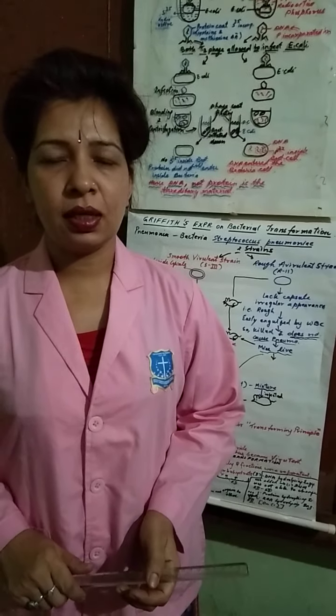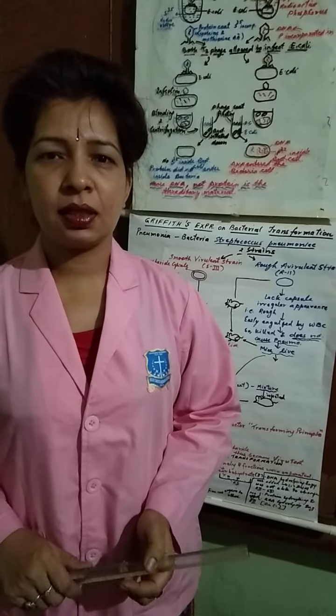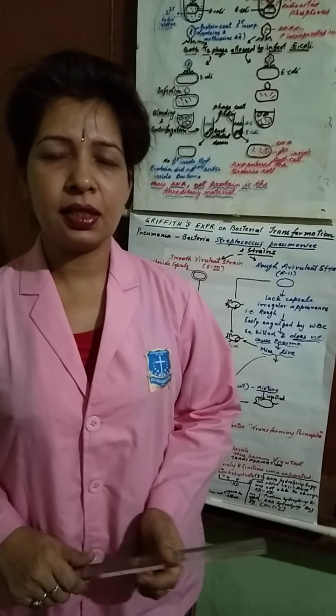Today we are going to see some of the experiments done by the famous scientists. Let us see the first one: Griffith's experiment on bacterial transformation.